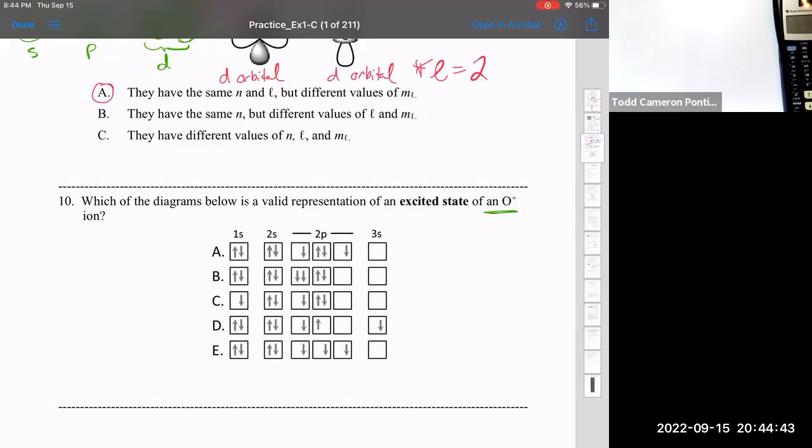You do not need to know what an f orbital looks like. They're too bizarre in shape. So do not worry about the f orbitals.